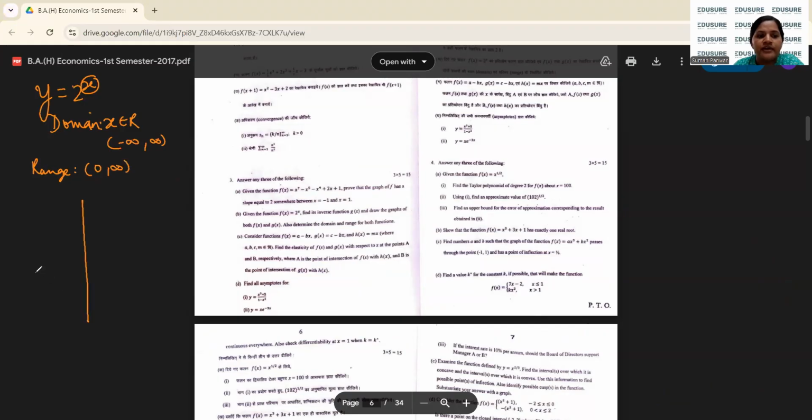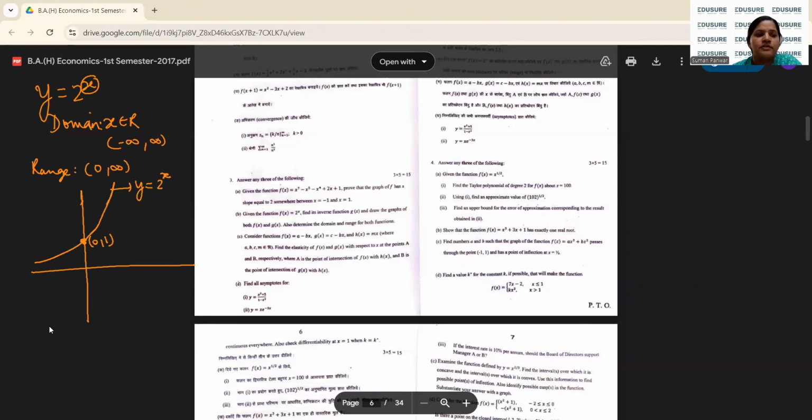Okay. So when we make the graph, basically when you put x = 0, y = 1. So this is (0, 1). And then this graph is going to be like this. So this is the graph of y = 2^x.